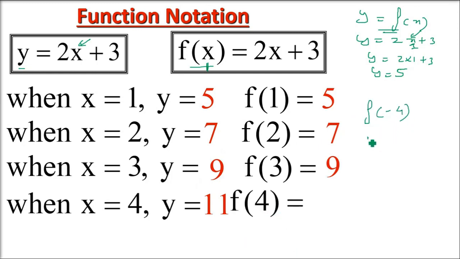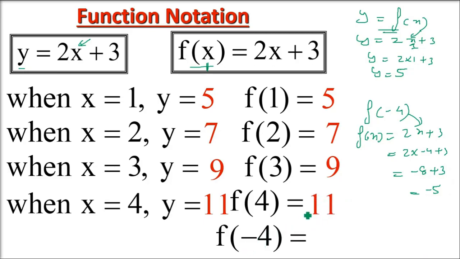f of negative 4. Same function, x we are going to put as negative 4. So 2 into negative 4 plus 3, minus 8 plus 3. What is the value? You get negative 5. f(negative 4), so what do you get? You get a value of negative 5.